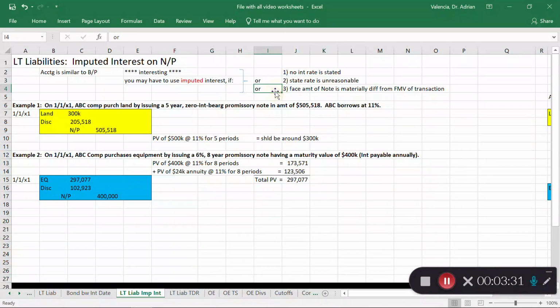The other scenario where you might have to impute interest is when the face amount of the note is very different from what the fair market value of that transaction may be. That's one of those scenarios where you say, well, that amount is not reflective of what the fair market value is, so you would have to impute interest. Let me give you a couple of examples here so you see more or less how this works.